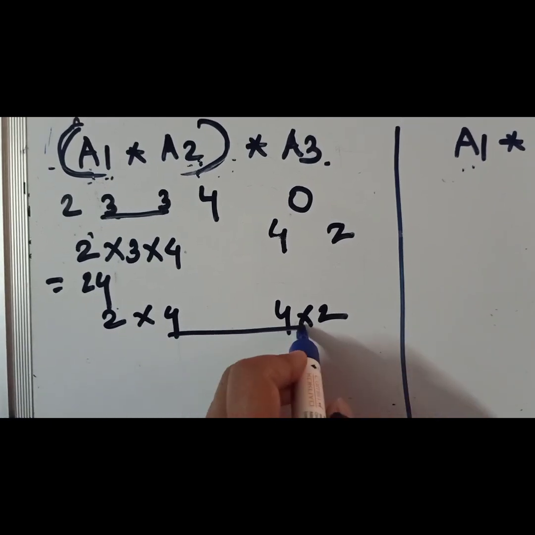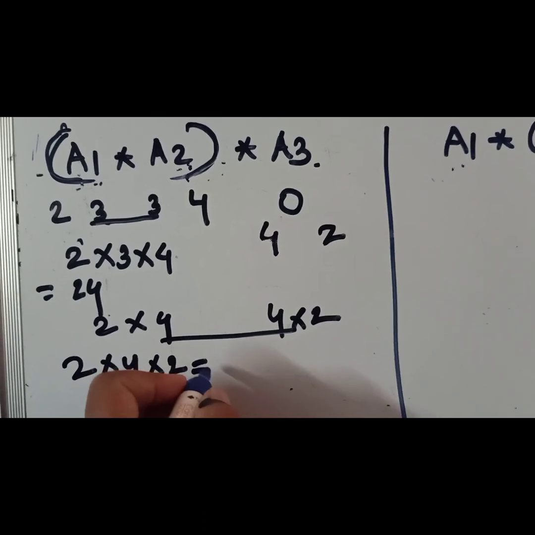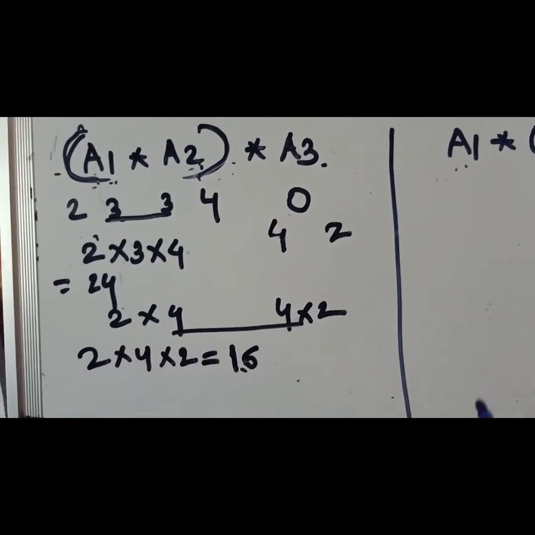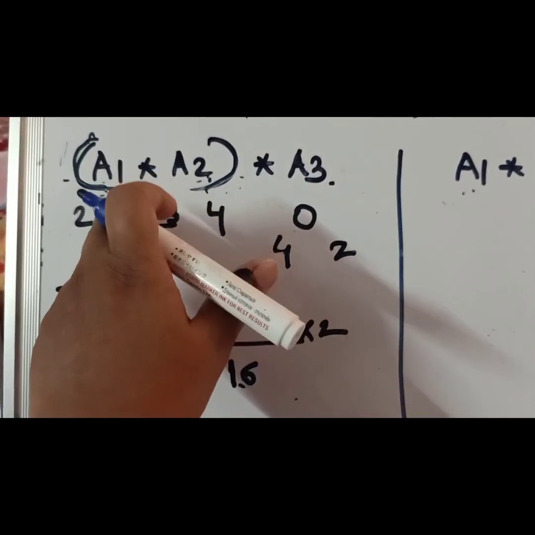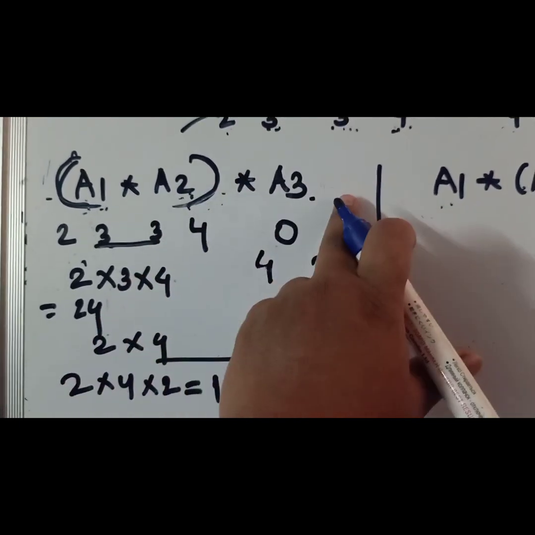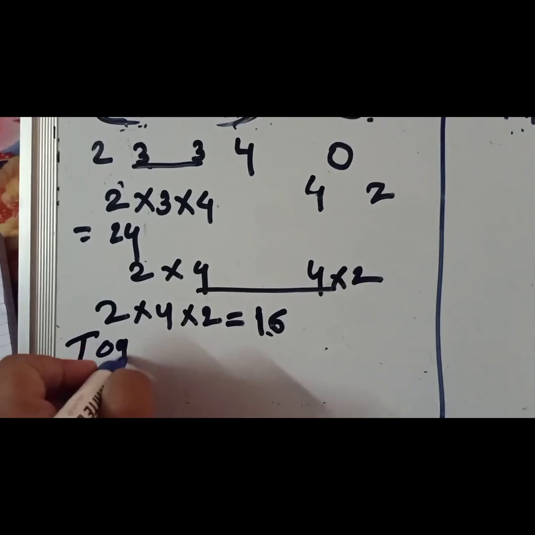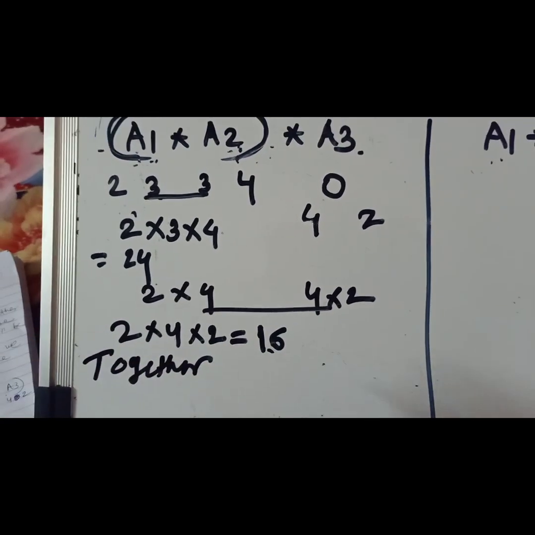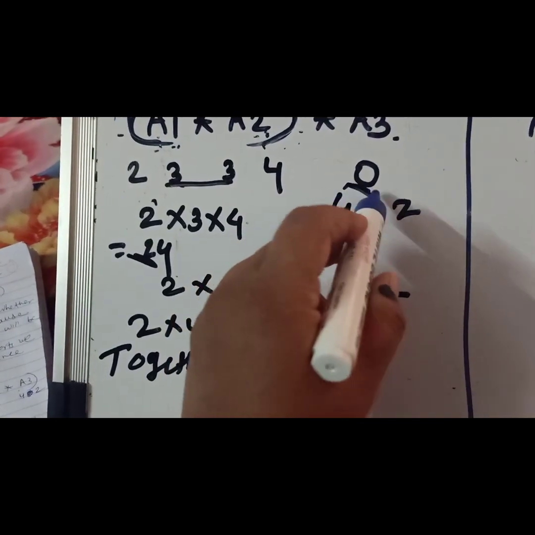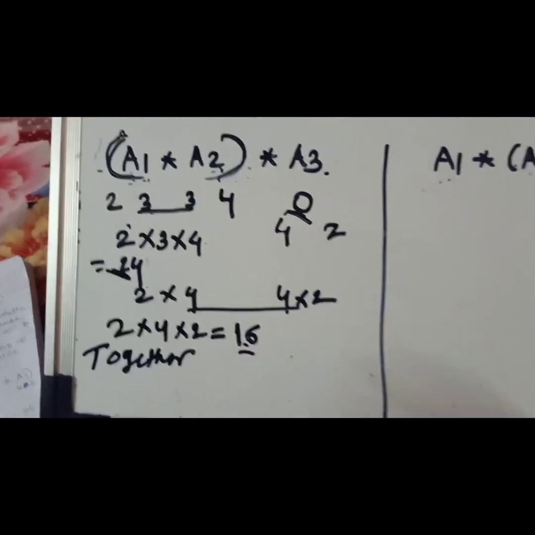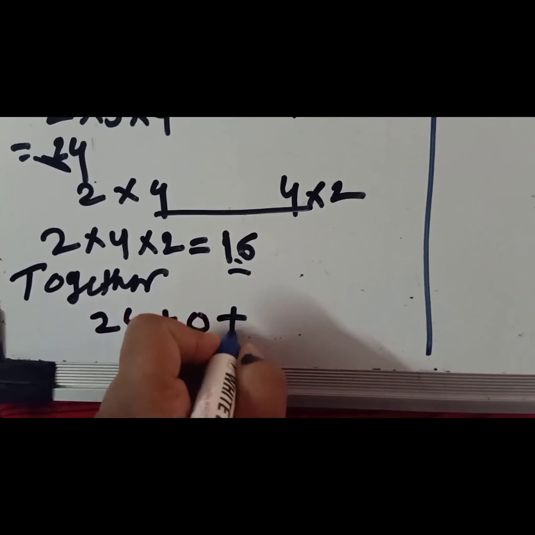And for a3 the dimensions are given as 4 by 2. So again the 4 is common here. We can say 2 by 4 into 2, that we are getting as 16. So 16 multiplications are required for multiplying the resultant of a1 and a2 with a3. When we are talking about all together, the total number of multiplications, we got 24 first, then 0, and then 16. So it will be plainly the addition of 24 plus 0 plus 16.